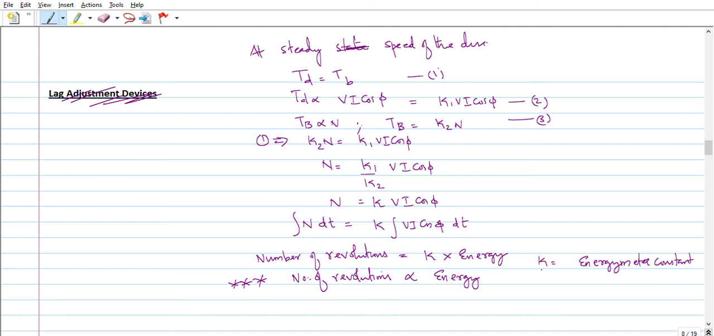Therefore what is the unit of K? K is equal to number of revolutions divided by energy. Therefore K is equal to revolutions per kilowatt hour. So this is how the energy is measured by an energy meter. These are the important points.